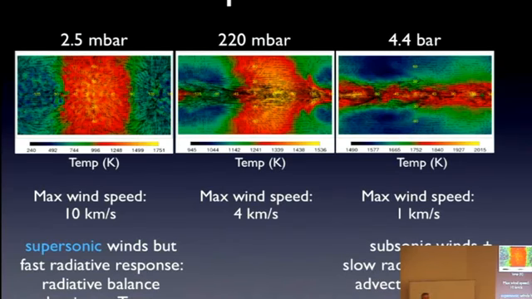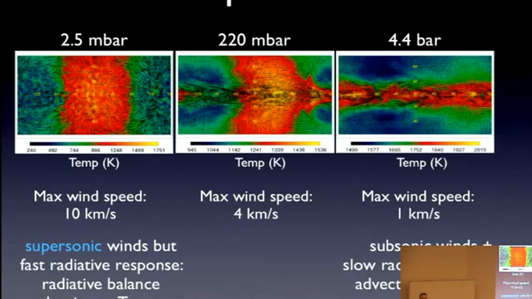The speed of sound in this gas is, let's say, 2,000 meters per second. 2 kilometers per second is a good scale, okay? So the wind speeds here are supersonic. Even here, they're supersonic at the photosphere. And they become supersonic as you go further down in the atmosphere.